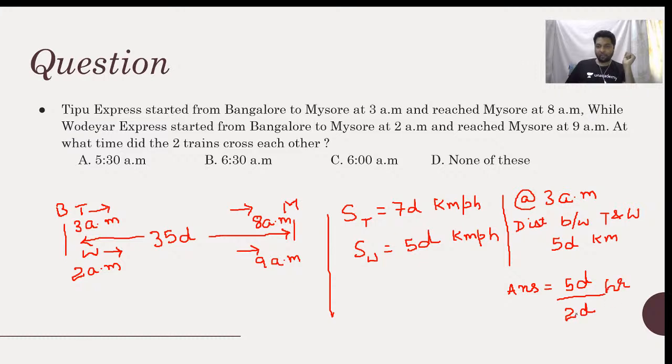So after these many hours, that is nothing but after 2.5 hours. What is 2.5 hours? From where 2.5 hours? From 3 a.m. Again, my answer, my friends, will be 5:30 a.m. Again, the answer will be 5:30 a.m. Is that clear? Okay.